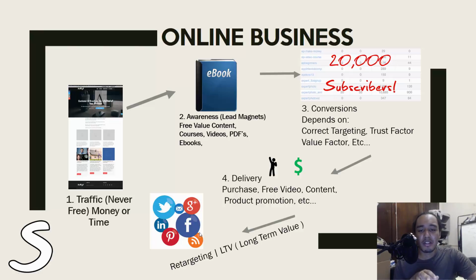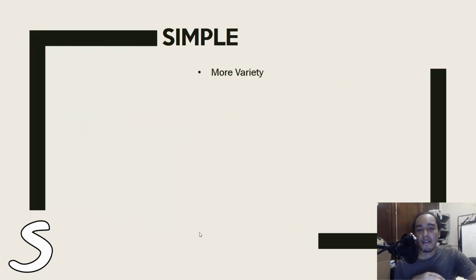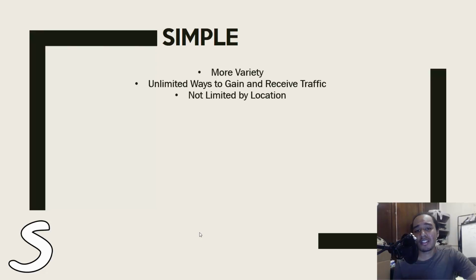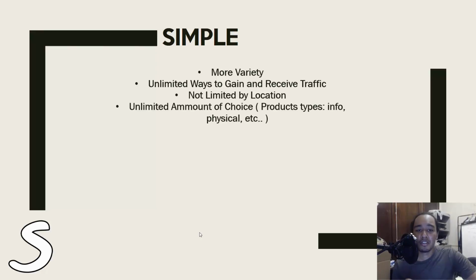There's a whole bunch of stuff that goes with that. Like, for example, in an online business, you have variety, more choices. You have unlimited ways to gain traffic, like social media, paid or free, whichever way, like influencer marketing, growth hacking, all the stuff that comes along with that. And then you're not limited by location. That's another thing that I want to say. Basically, if you're on the internet, you're not limited by your stores, or whatever type of business you have. You're not limited by the street or the country or the city that you're in. You're basically everywhere. So you have unlimited choices of products that you can sell.